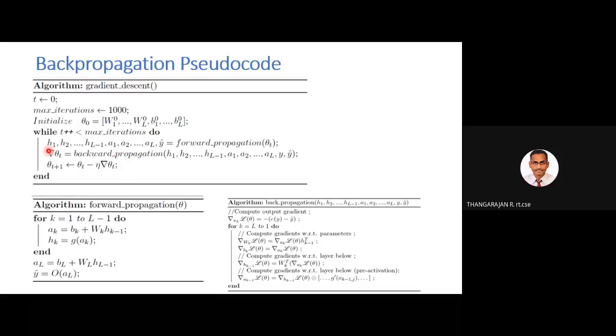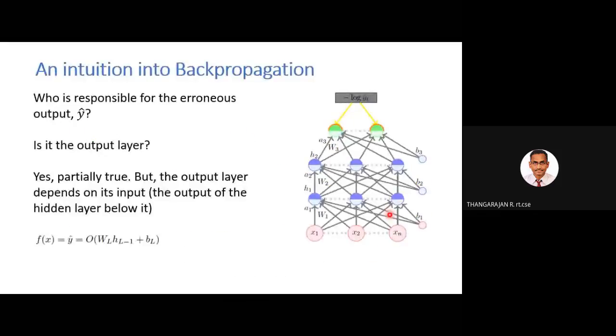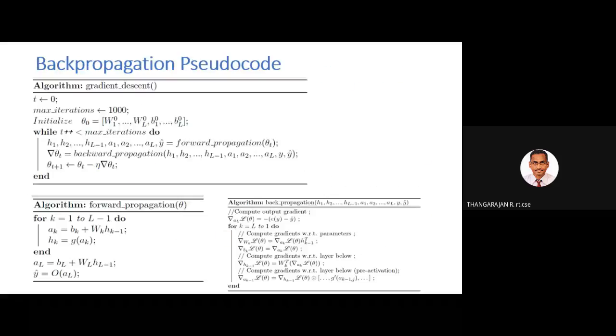Then you have to find the forward propagation. What is forward propagation? You apply the input, compute A1, compute H1, compute A2, compute H2, compute A3, compute Y cap. That is forward propagation. So for this theta, you find H1, H2 up to H of L minus 1, A1, A2 up to A L, and Y cap. All these are computed in the forward propagation.